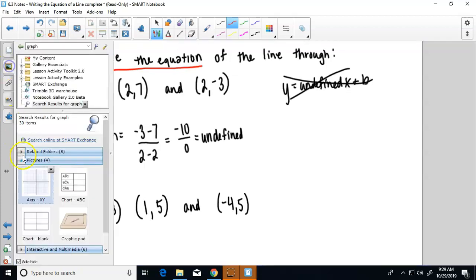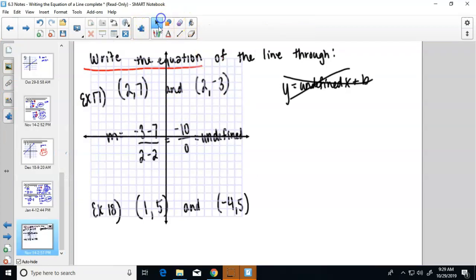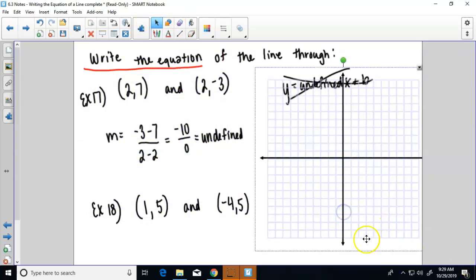So, let's do this. I'm going to put this graph up here. I know you guys don't have a graph. You can just watch what I'm doing here.